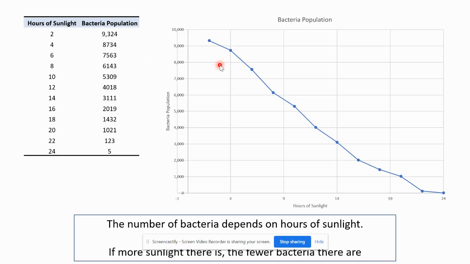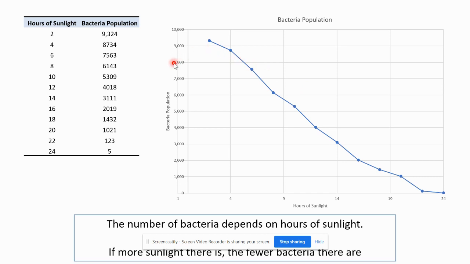All right, so let's talk about what we're looking at. So imagine you see a graph where there are two variables, the hours of sunlight and bacteria population. And we can ask the question, what depends on what? Does the hours of sunlight depend on the bacteria population, or does the bacteria population depend on the hours of sunlight? Well, according to this graph, the bacteria population depends on the hours of sunlight.